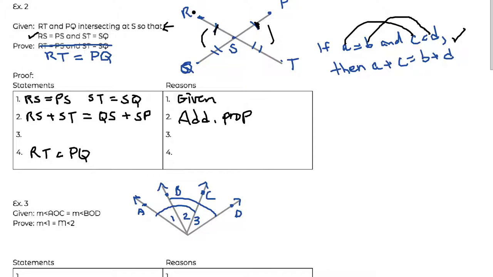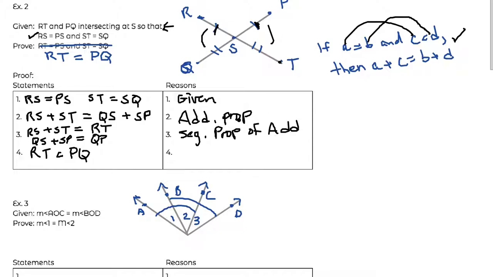Now, we can say that RS plus ST equals RT because that's the segment addition property. If two segments lie in one line, if you add them together, they're going to add up to the larger segment. So we get RS plus ST equals the big long one, RT, and we're going to say QS plus SP equals the long one, QP. And the reason we can say that is the segment property of addition.